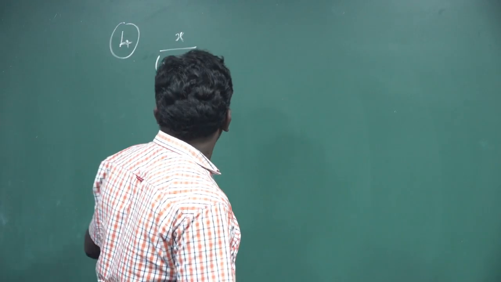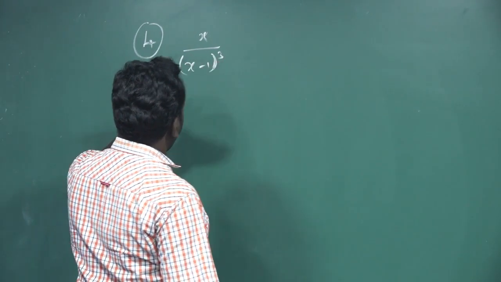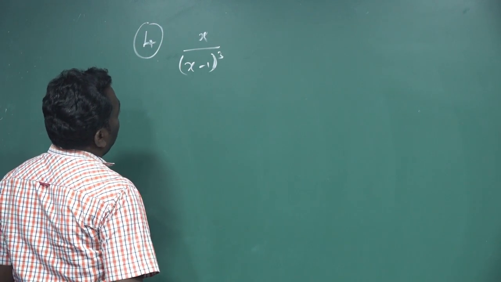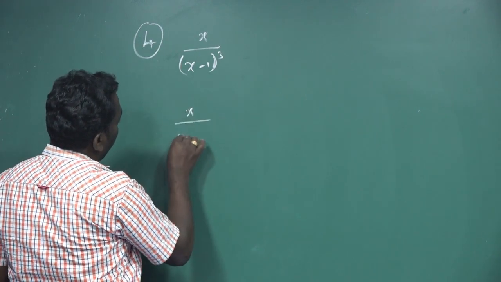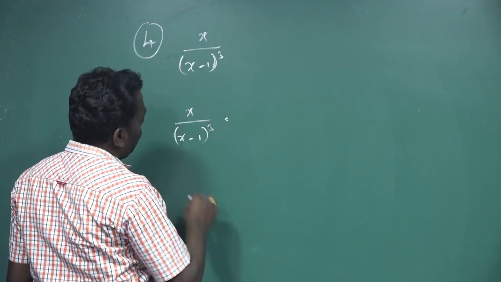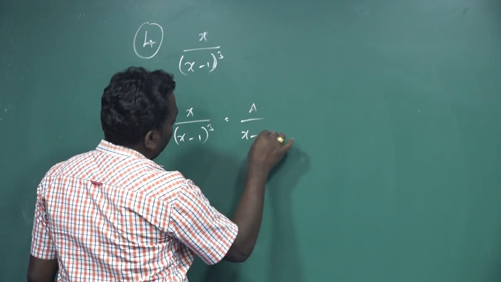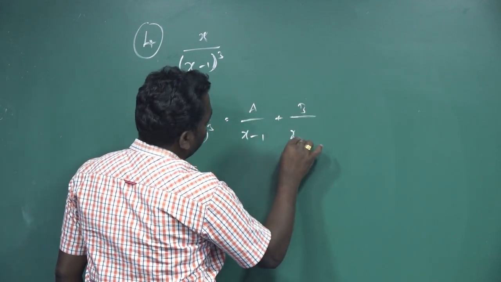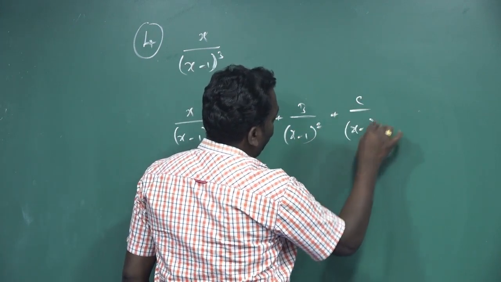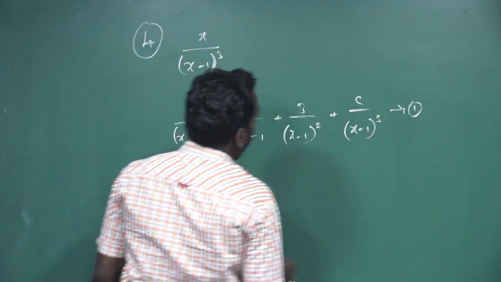Come to next question number 4. x by x minus 1 whole power 3, using partial fractions to solve the sum. Now given x by x minus 1 whole power 3, we can rewrite as decomposition of denominator: a by x minus 1 plus b by x minus 1 whole square plus c by x minus 1 whole power 3. Now call this equation number 1.